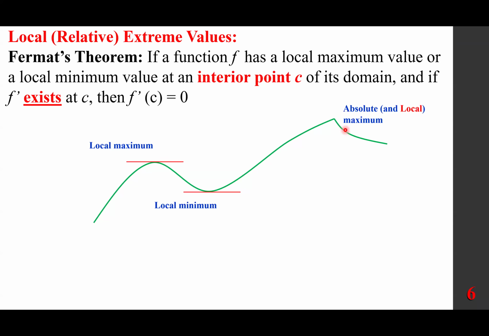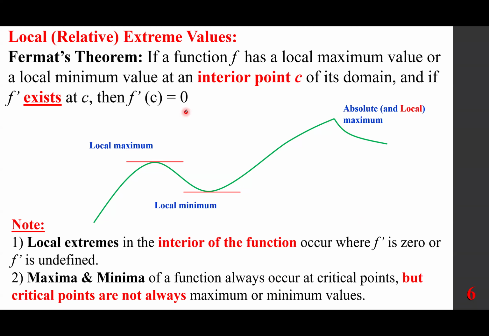This one is a local max, and f prime does not exist because it's a sharp corner. However, in the entire domain, because no other point has a larger y coordinate, it is also an absolute maximum. So if f prime exists, it must be 0. Local extremes in the interior of the function occur where f prime is 0 or f prime is undefined.